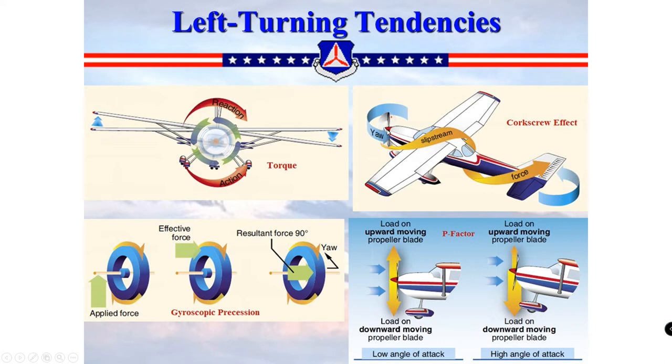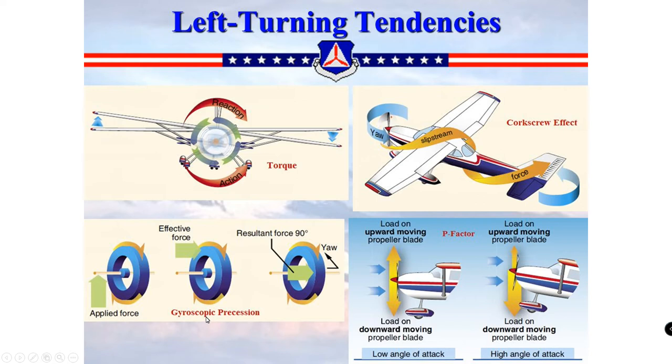Again, right here we have a left turning tendency. I don't know if you can see my mouse, but the propeller is going to be turning clockwise relative to the pilot, not in this picture, but in this one. If it's turning clockwise, the slipstream is going to continue to go around just as the propeller is, and it keeps going around until it hits the left side of the vertical stabilizer. So if you have force on the left side of the vertical stabilizer, what direction is the aircraft going to turn? Obviously, to the left.